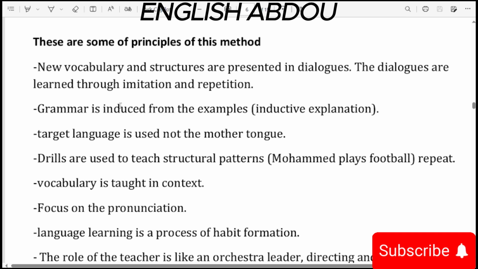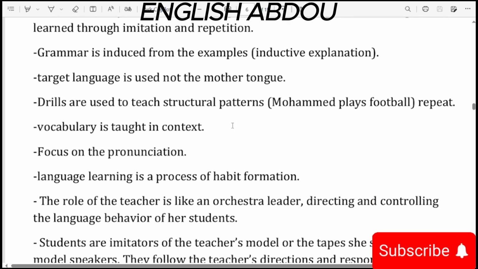Okay, grammar is induced from the examples, with no active explanation. Means there is no explicit explanation at all. All the grammar is taught in an induced way, means in an implicit way. Okay, the students can just guess what is the rule, what's the meaning, just by reading and listening to their teacher in a direct way. Okay, the target language is used, not the mother tongue. The teacher never uses the mother tongue with his students.